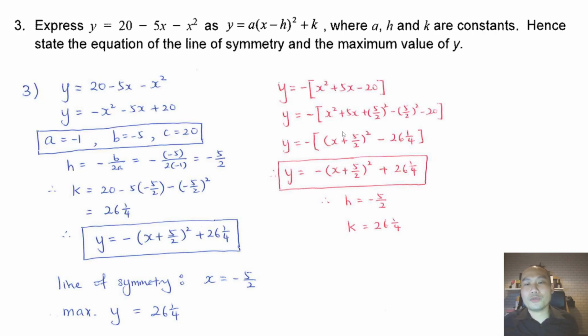So with this, the common factor that we took out right at the very beginning, the negative 1, we distribute it back in, expand out the square bracket. This is our completed square form already. So once we have the completed square form, we identify the h, right? Identify the k. Identifying the h and the k allows us to answer the question of what is the line of symmetry as well as the maximum value of y.